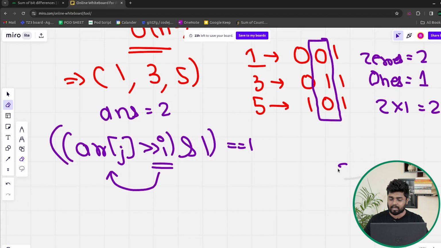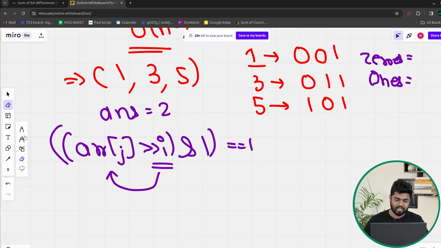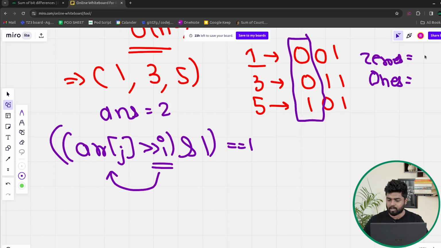Now coming to the next place. Again, for this position you will check the number of zeros and ones. The number of zeros is 2, the number of ones is 1. So how many pairs will you get, and how much total will get added to your answer? Zeros into ones, that is 2 into 1, which is basically 2. So 2 more will get added.